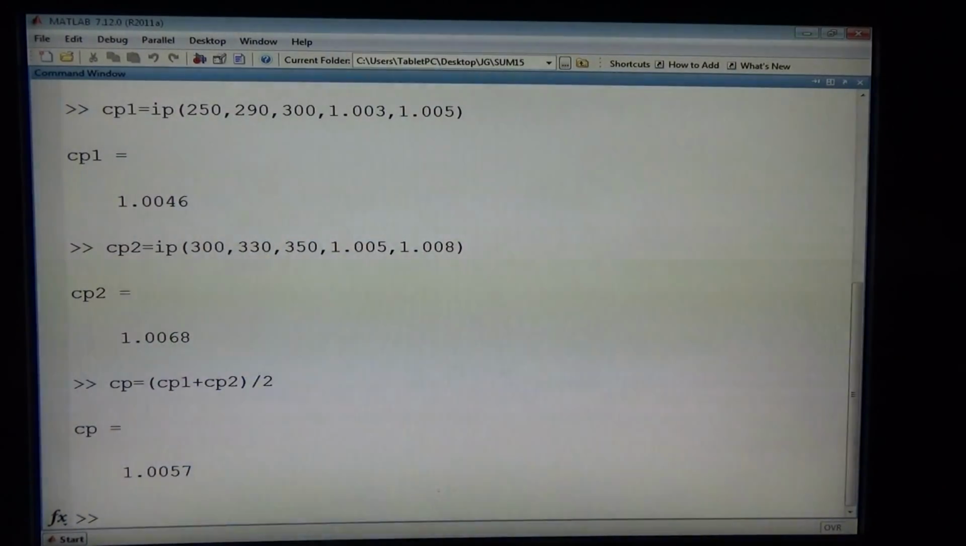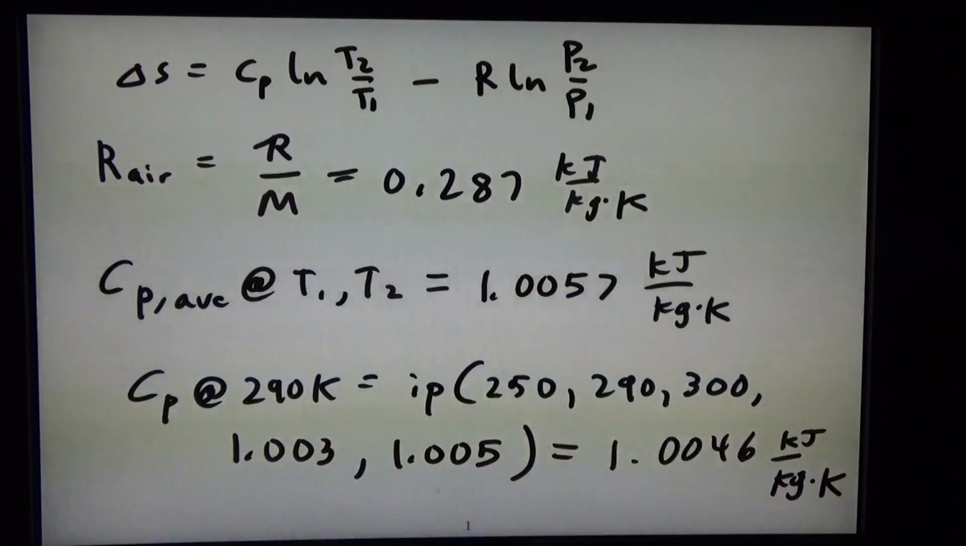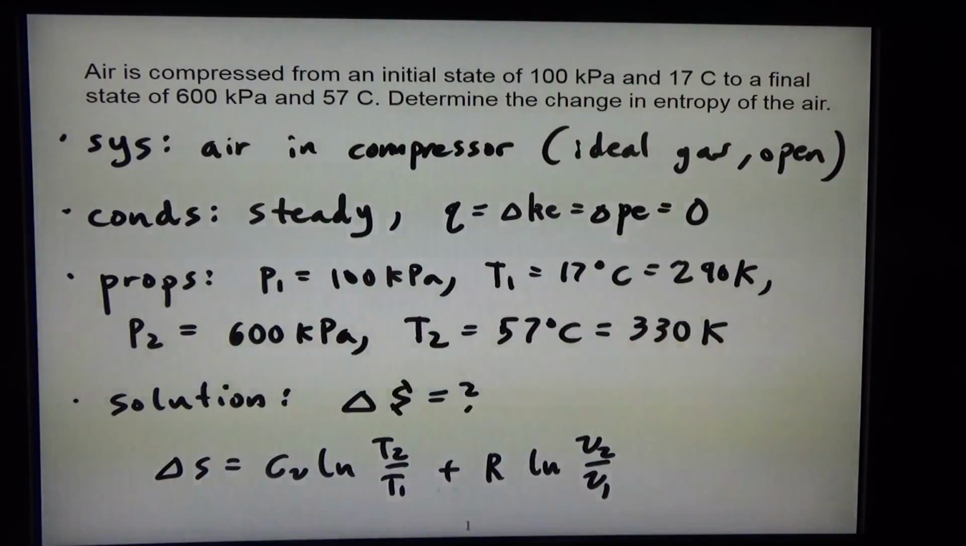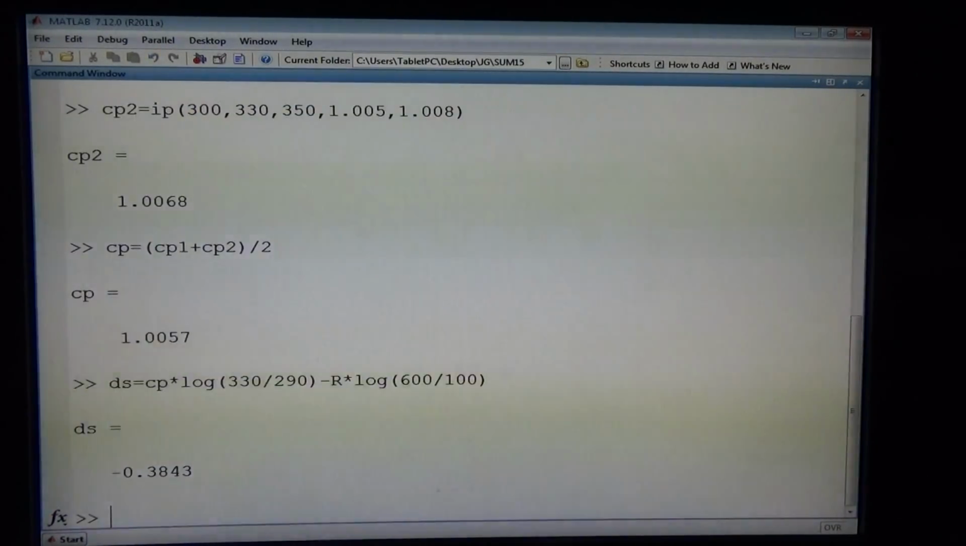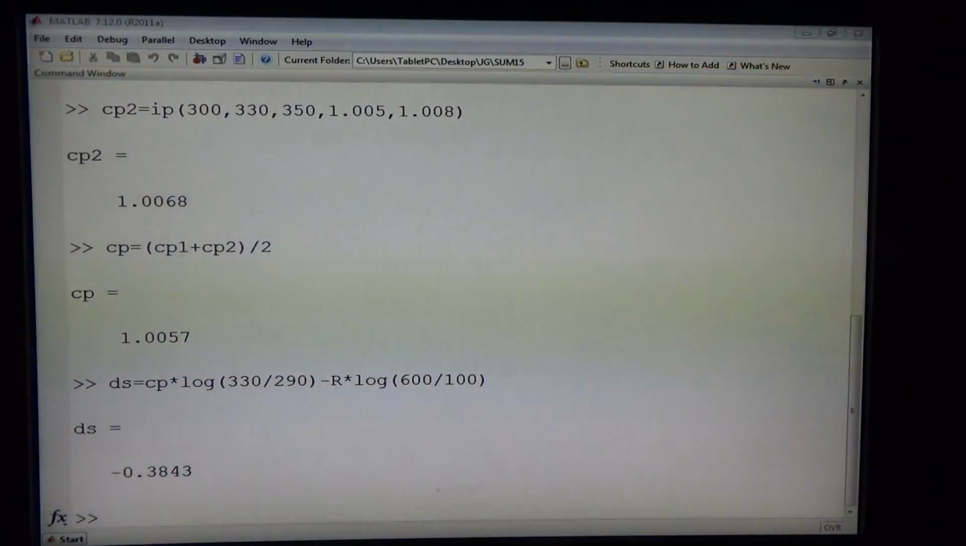So last thing to do is just plug this in, and we'll get delta S, little s, is equal to C sub P times natural log of T2, where T sub 2 is 330, divided by T1, 290, then minus R times the natural log of P2, 600, divided by P1, 100. So our change in specific entropy is going to be negative 0.384.